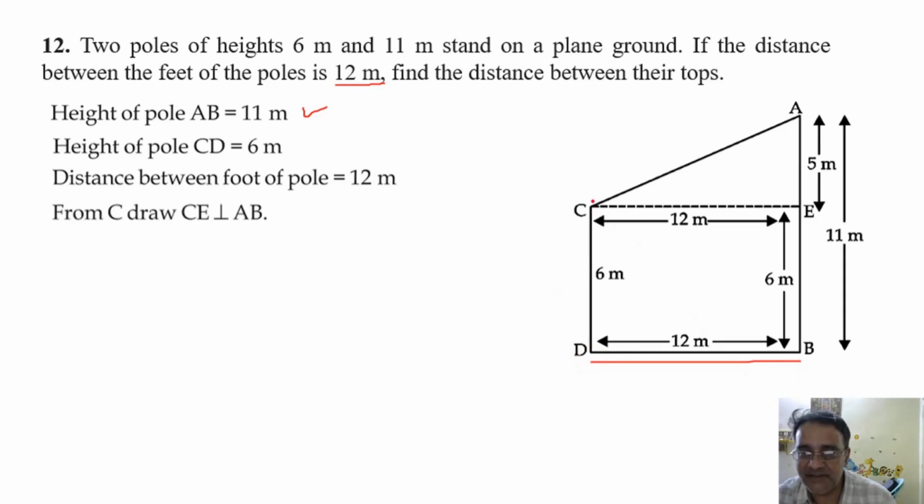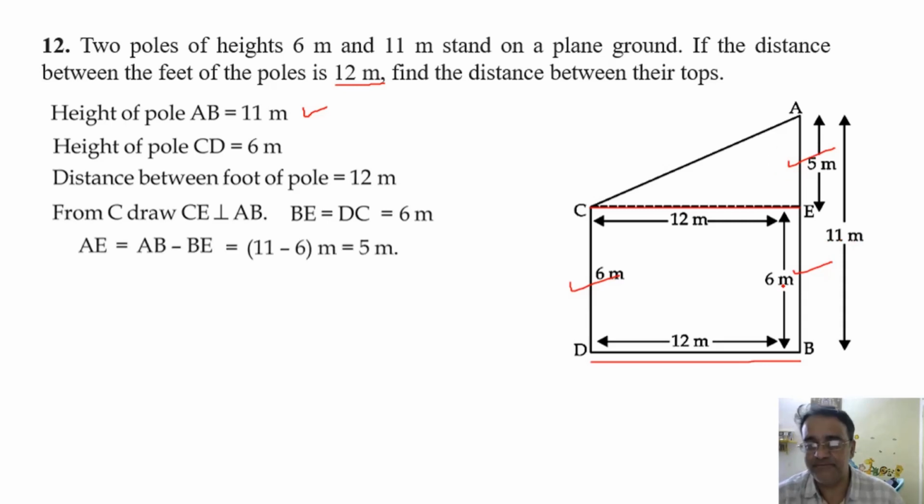From C we have to draw one perpendicular line CE perpendicular to AB, such that CD will be equal to EB, that is 6 meter. So AE कितना हो जाएगा? 11 minus 6, that is 5. अब हम लोग को निकालना है AC. So how will you find AC? By Pythagoras theorem.